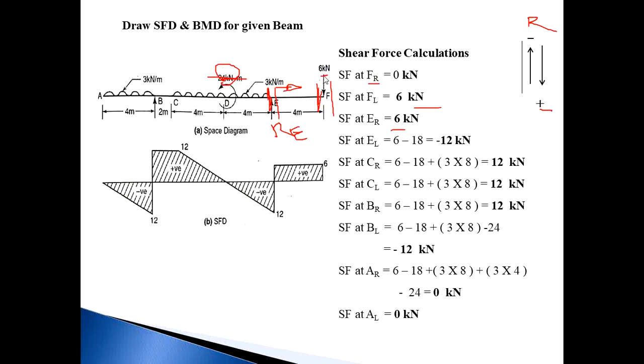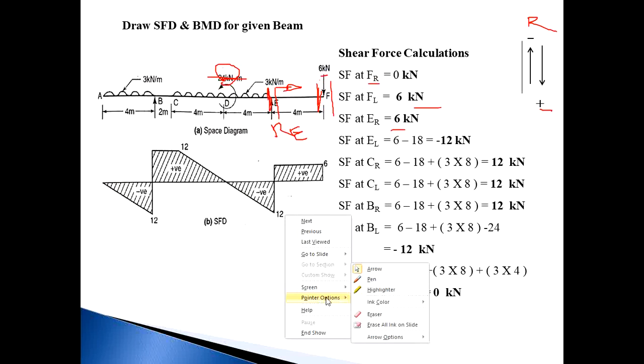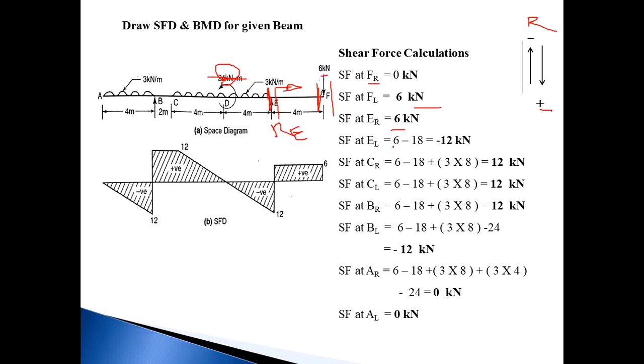So downward force positive, upward force negative, then 6 plus means plus 6 minus 18. So SF at EL is equal to minus 12 kilonewton.